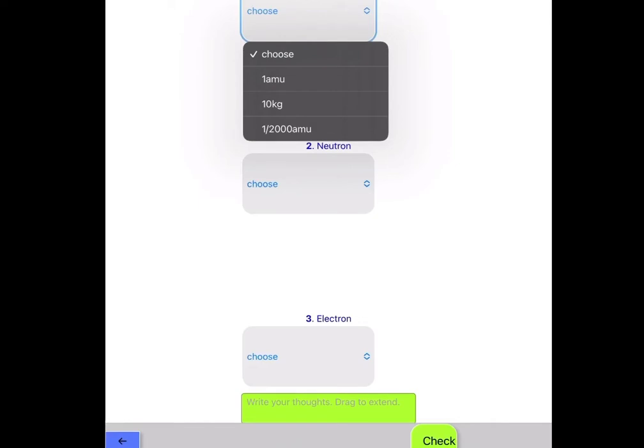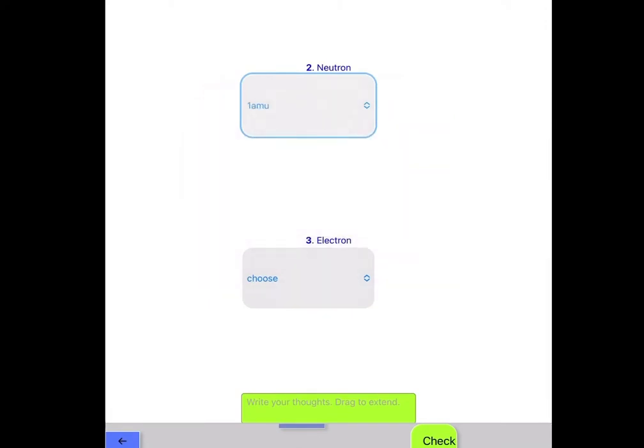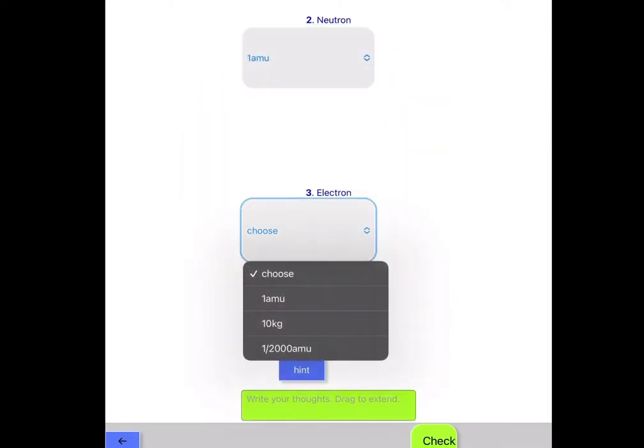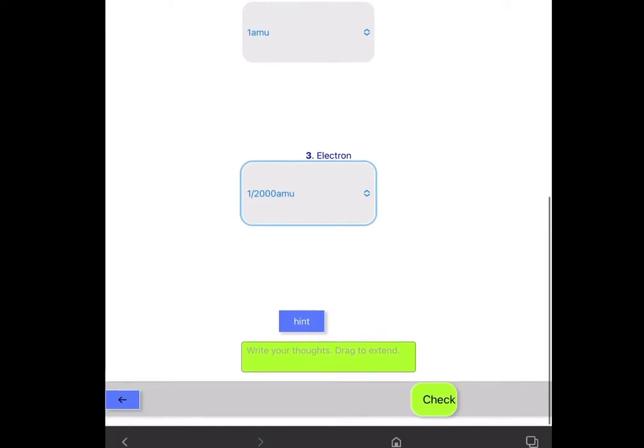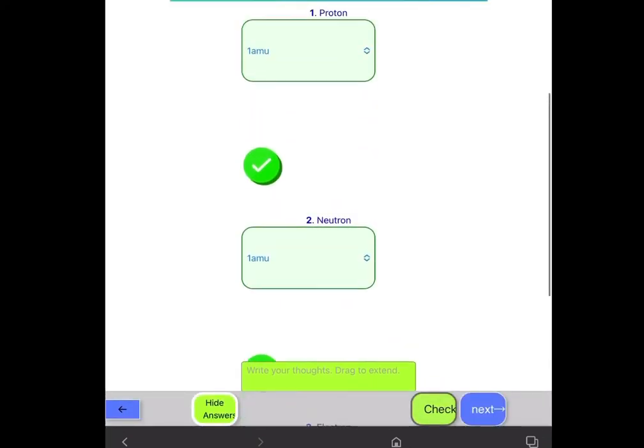If you look back, you can see that the answer is 1 AMU, and that neutron is the same thing. And it's obviously not 10 kilograms. For an electron, the mass is so small that it's 1 out of 2,000 AMU. So we can press check over here, and we can see that we got it all right.